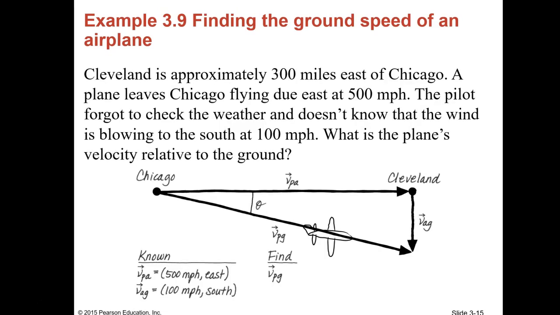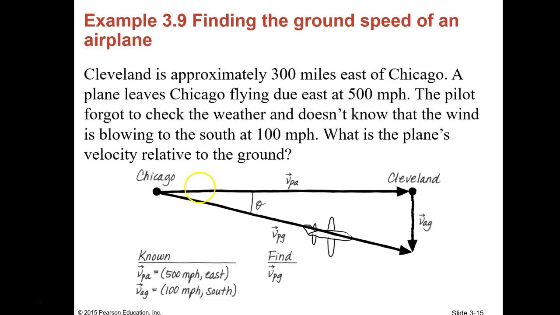Now if we look at an airplane flying at an angle. Cleveland's about 300 miles east of Chicago. A plane leaves Chicago flying due east at 500 miles per hour. The pilot forgot to check the weather and doesn't know that the wind is blowing to the south at 100 miles per hour. What's the plane's velocity relative to the ground?